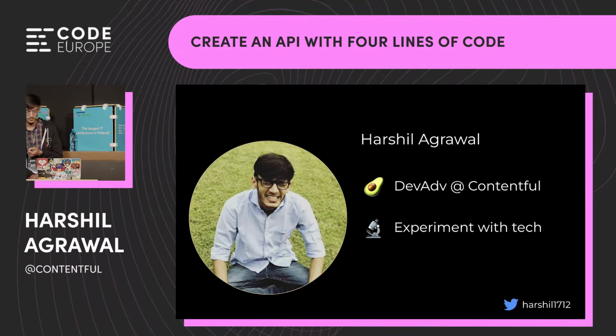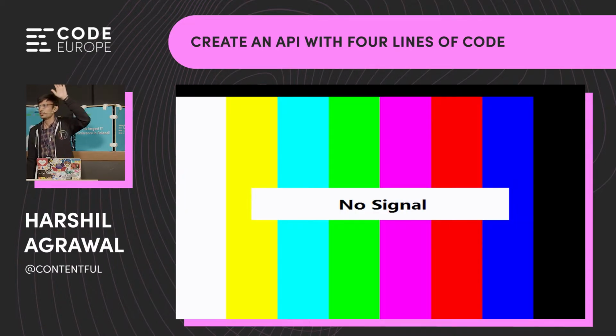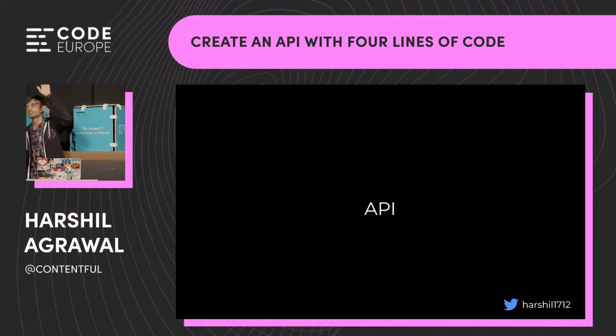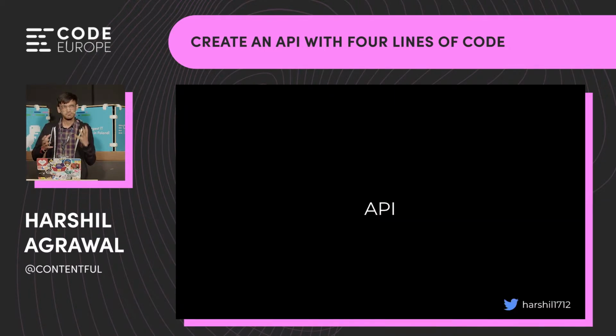Now, before we jump into the main part, I want to know how many of you know what an API is. Okay, I see the majority of you do. I saw a couple of people didn't raise their hands, so I'm just going to give a few sentences of introduction about what an API is, basically an application programming interface, which allows you to connect different computer programs together.